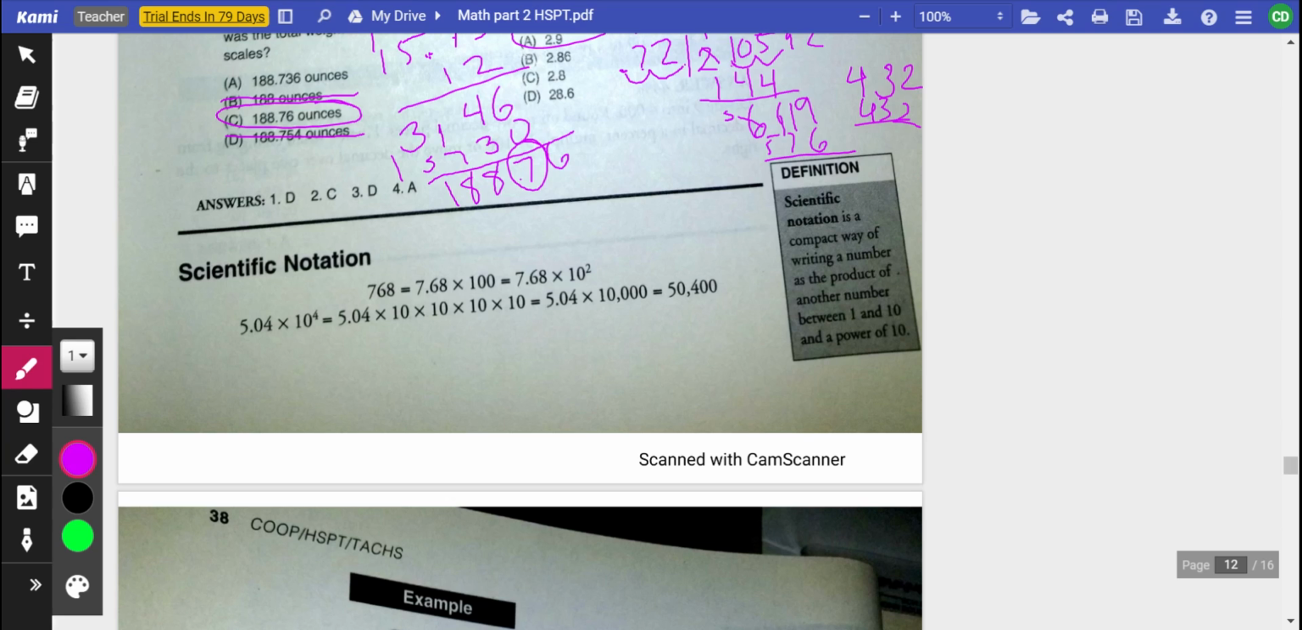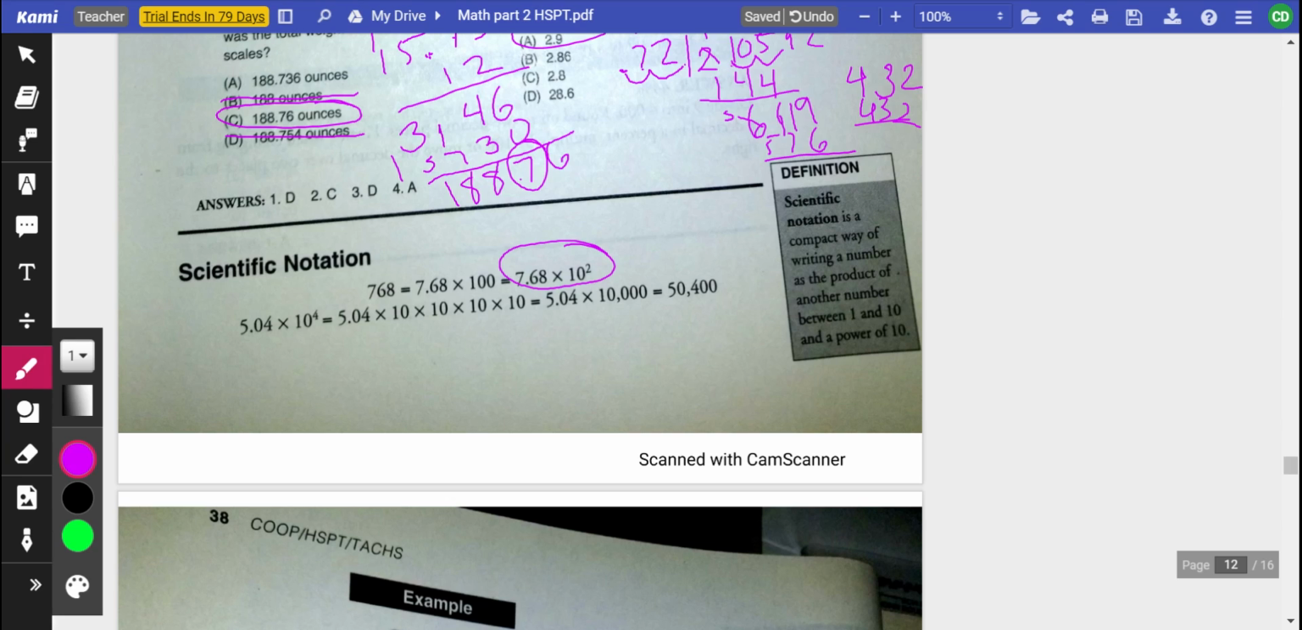So in this case, they have 768. If you move the decimal point 2 places, you will get 7.68, which is what you want for scientific notation. It's times 100 to get it back to what it was. So you change your notation to be 7.68, because you moved your decimal point 2 places. The exponent on it is 2, because those 2 places is technically dividing by 100, which means to get back to what it was, you have to multiply by 100.